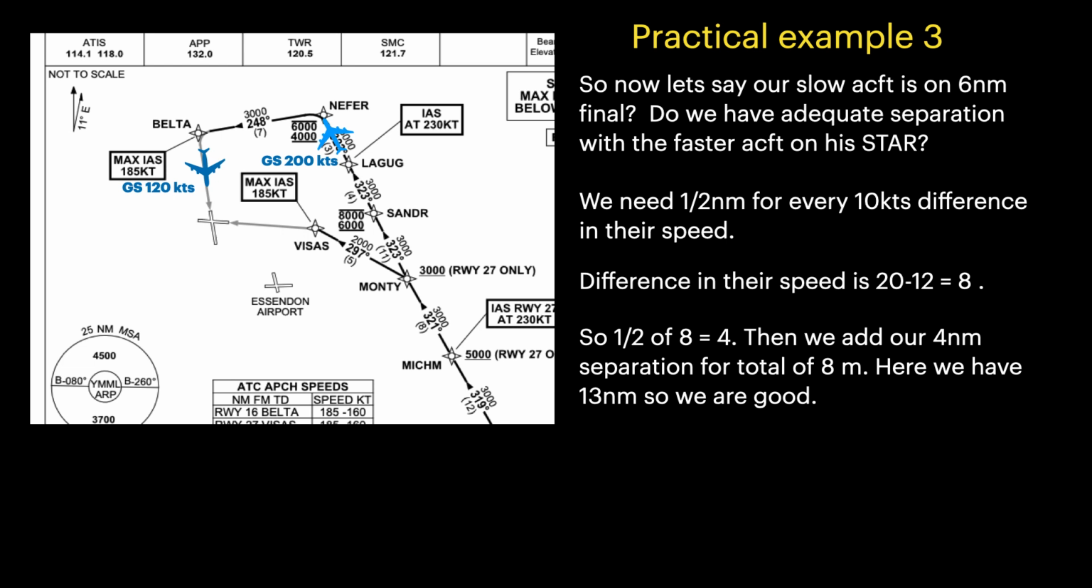So you can see here we can let the jet at NEFA continue his STAR. Okay, that's probably intuitive, but I just wanted to go through the maths there. So in that situation, we don't have to worry about reducing speed. We know that both aircraft can continue with their normal speed.